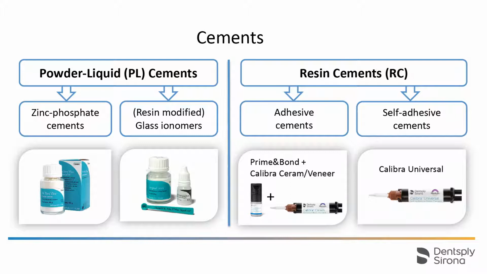Differentiation is made in the resin cement group between adhesive cements and self-adhesive cements. The term adhesive cement indicates that this type of cement should be used in combination with an adhesive, for example, Prime and Bond Universal, to achieve the greatest possible bond to the tooth. In this case, Dentsply Sirona provides the products Calibra Ceram and Calibra Veneer. In contrast, the latest resin cements are self-adhesive, meaning they bond by themselves to the tooth, making them very easy to use. Dentsply Sirona supplies the product Calibra Universal here.